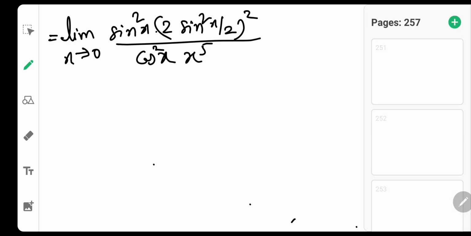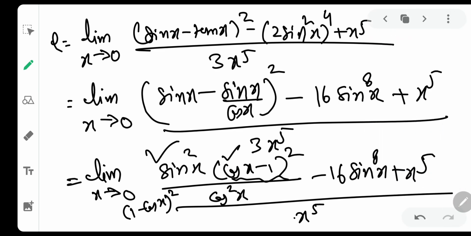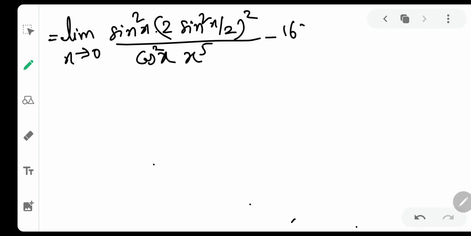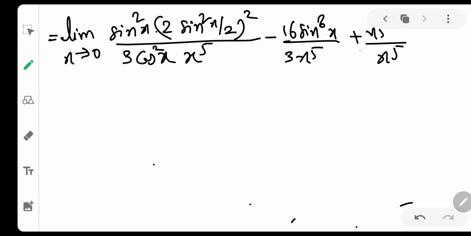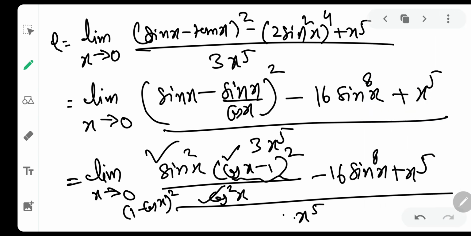Let us go back and check whether it is right. What we have done is sin square x, then 2 sin square x by 2 the whole square, and cos square x and x raised to 5, then minus 16 sin raised to 8x upon x raised to 5 plus x raised to 5 upon x raised to 5. Okay, and there was 3 everywhere because the denominator was 3x raised to 5. Let us check. See, the denominator is 3x raised to 5.